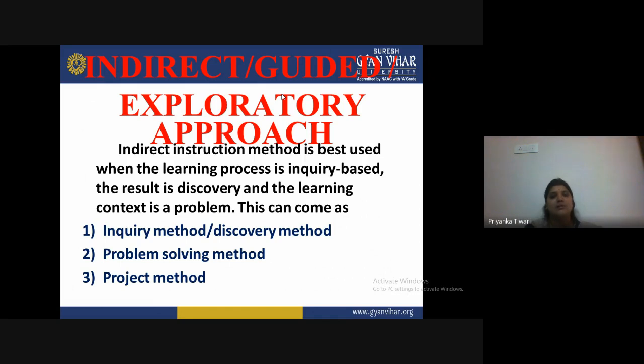Indirect instruction method is best used when the learning process is inquiry based, the result is discovery, and the learning context is a problem. This can come as inquiry method, discovery method, problem solving method, and project method.